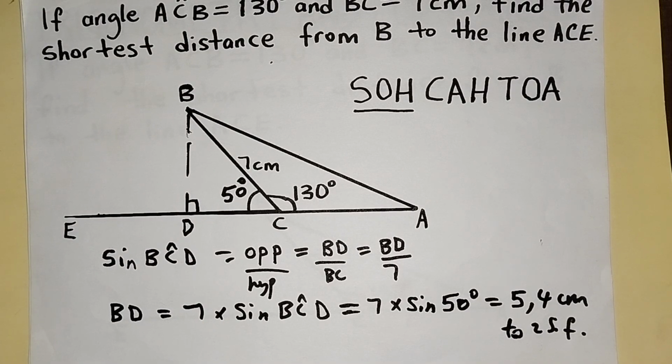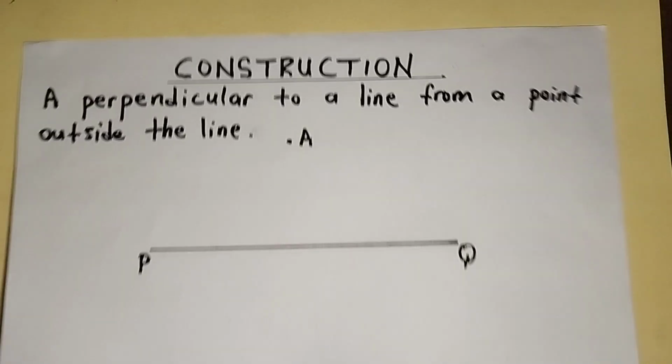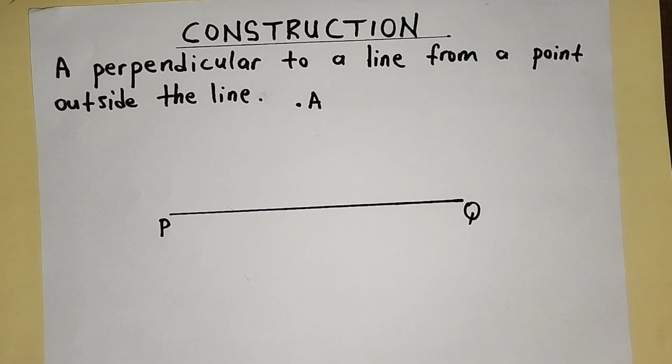Okay, so that's the first method which I have shown you on how to find the shortest distance from B to the line ACE. So the second method, we are going to use construction. Okay, we're going to use construction.